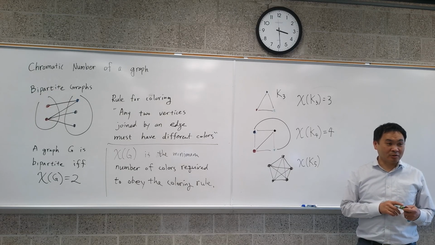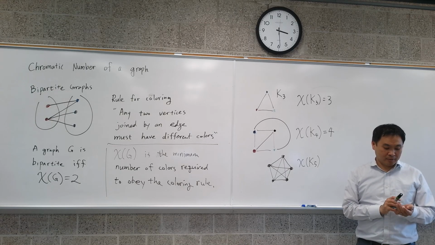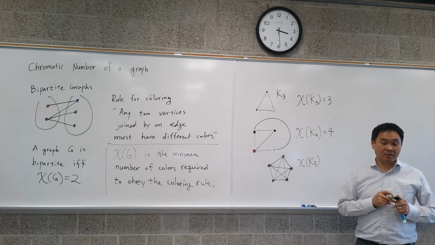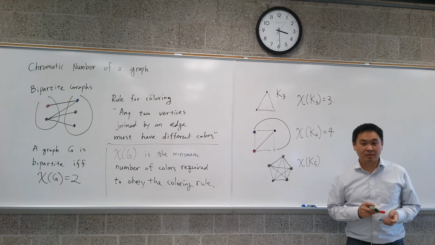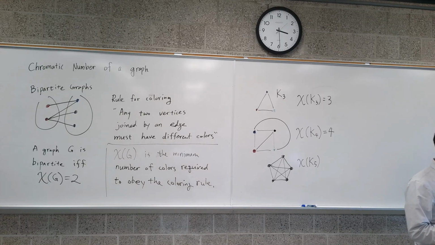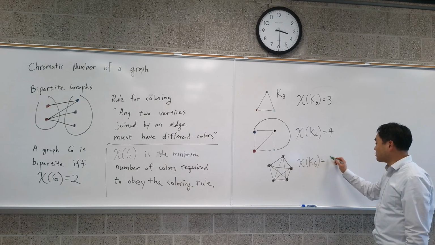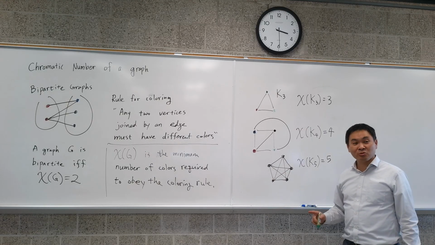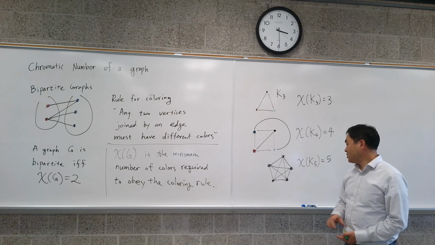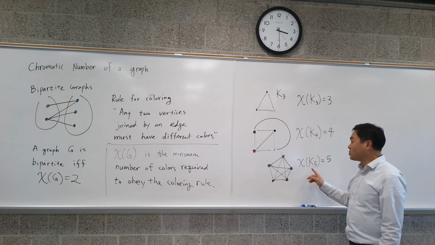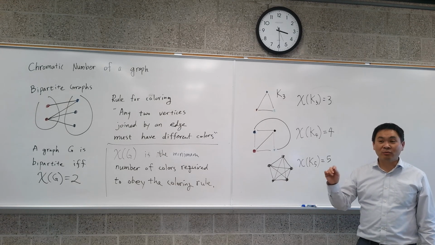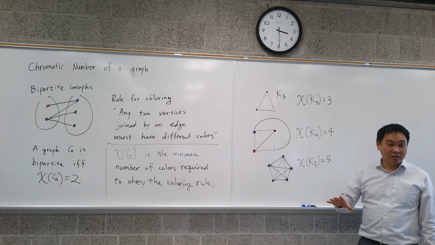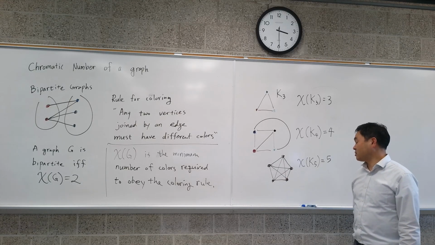I'll give you a moment to think. Is it just 5? It's still 5, right? Yeah, it's just 5 because everything is connected to the other. So all of those have to have different colors. So when you have a complete graph, then they have to be different from one another, right?